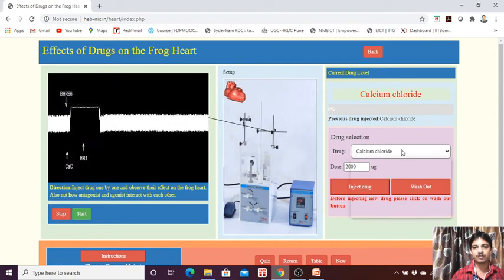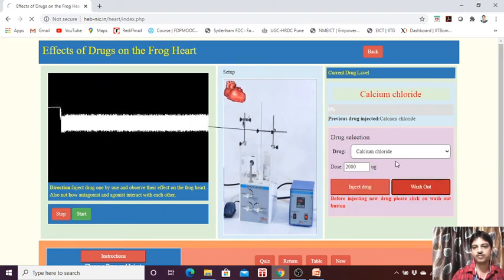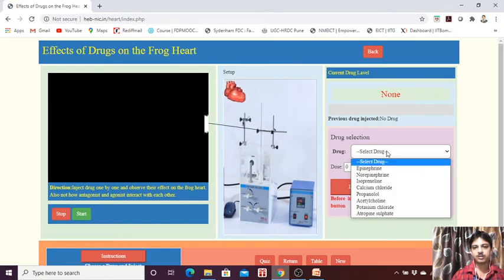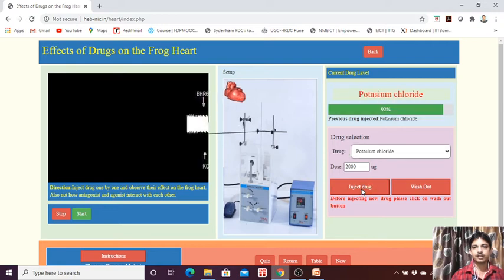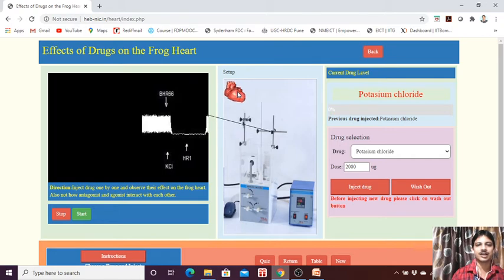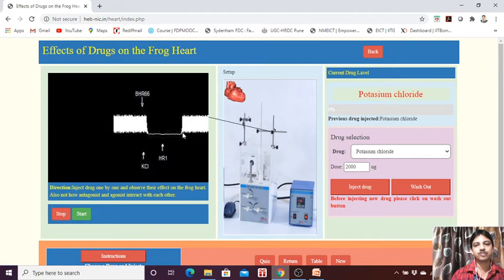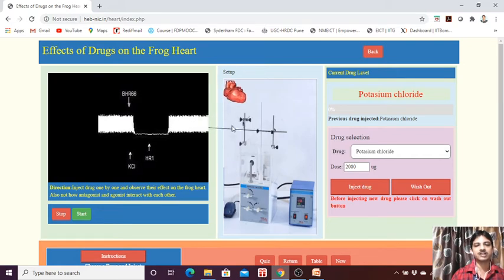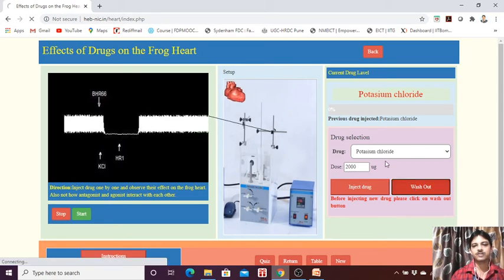Now you find that in the case of potassium chloride, just check it. Inject the drug. What will happen now? The heart is relaxed, that's why the downshift comes. The heart is relaxed, it is not going to constrict, and as it is not going to constrict, the heart rate stops, because with relaxation there can be no contraction. So this is the observation.